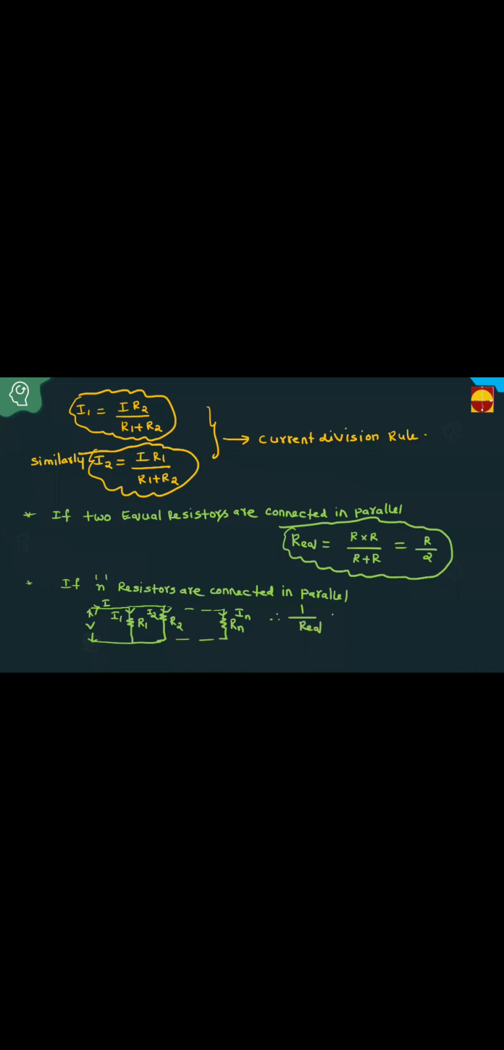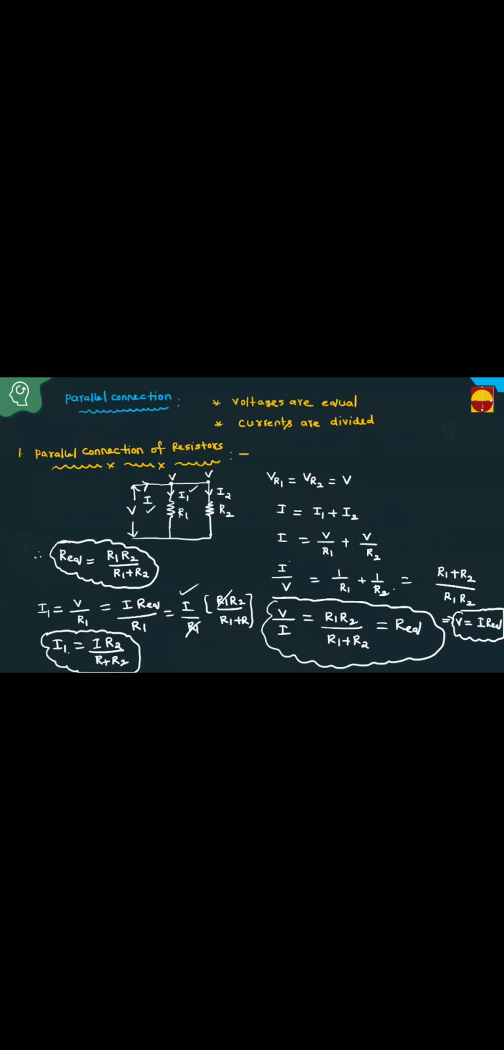1 by R equivalent, no need of derivation, directly write: 1 by R equivalent equals 1 by R1 plus 1 by R2 plus and so on. If you want one more step, this is I by V. This I by V, you bring this side: 1 by R1 plus 1 by R2 and so on, then 1 by R equivalent.